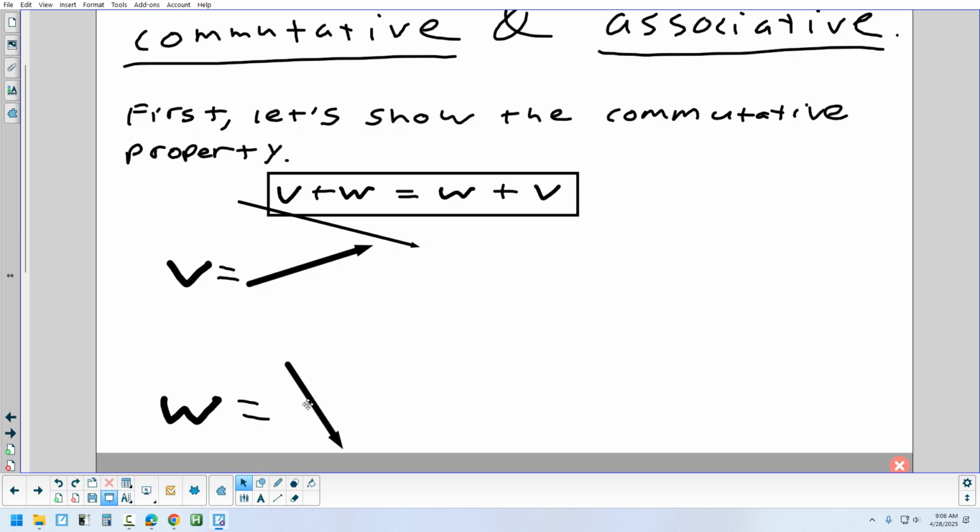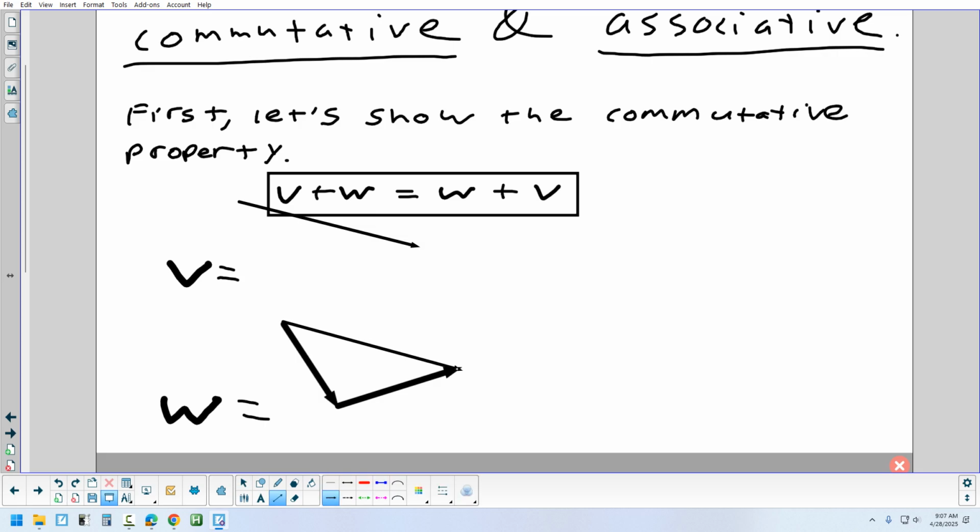Now I'm going to reverse it. I'm going to do W plus V. So take W, and this time put V on the end of it. That is different than the picture I had before. Now, draw your answer. That's W plus V. But if you compare the two of them, I didn't draw it perfect, but it's pretty close. They're the same thing. So the order that you add vectors in does not make a difference.